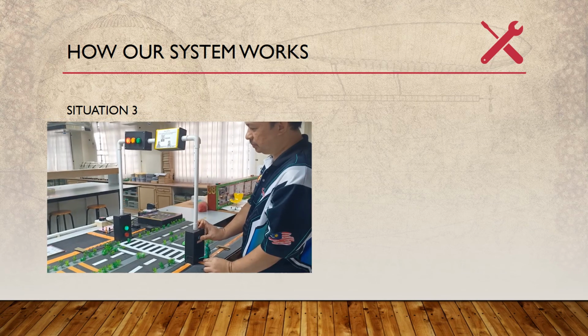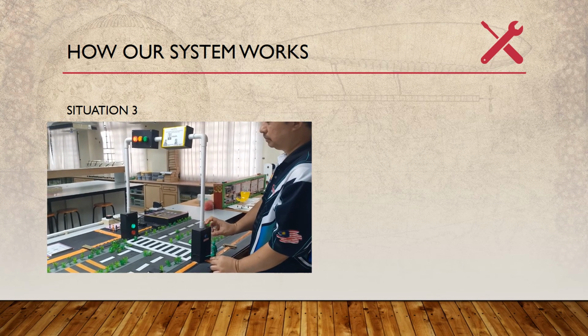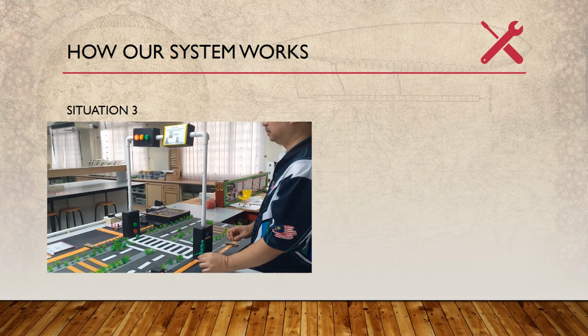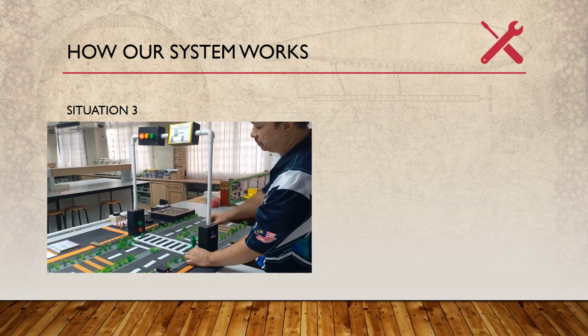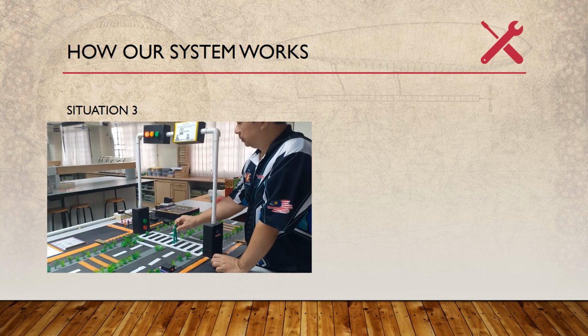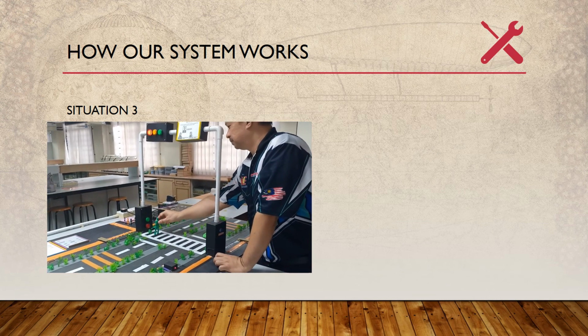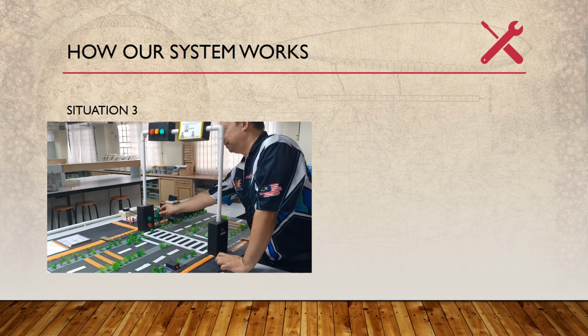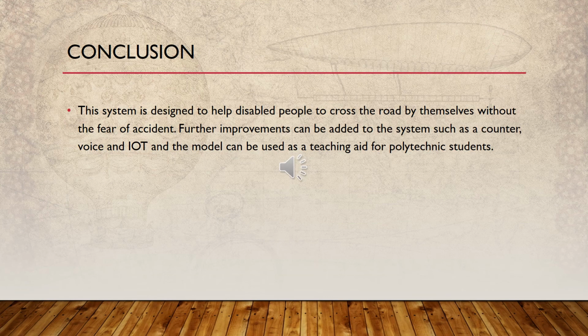For situation 3, the disabled person will press the push button. D1 will blink for 5 seconds, D2 will be green, followed by D3 red, and the pedestrian is able to cross the road. At the end of our presentation, our conclusion is this system is designed to help disabled people to cross the road by themselves without the fear of accident.